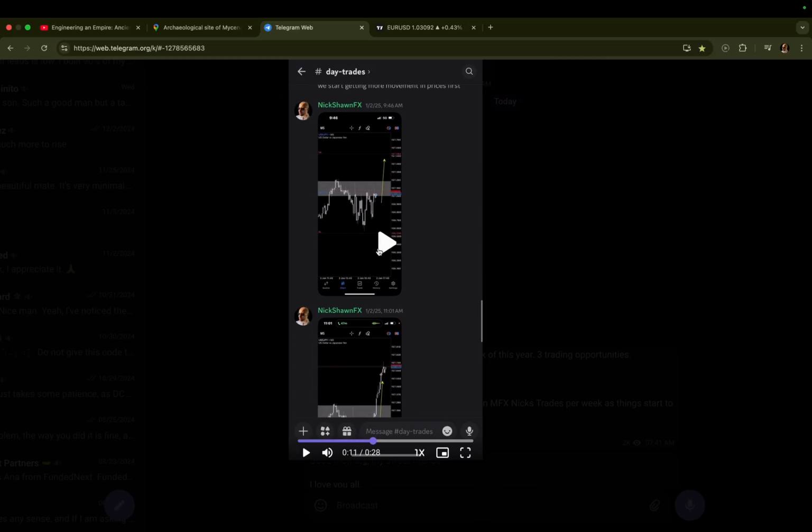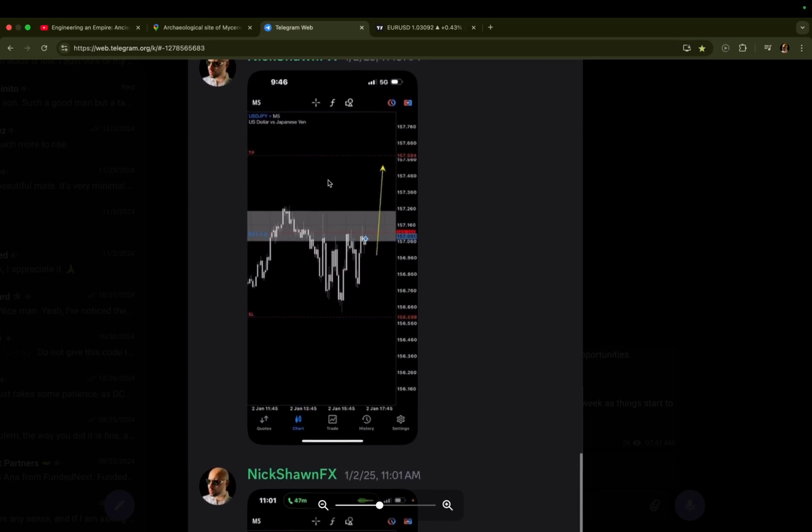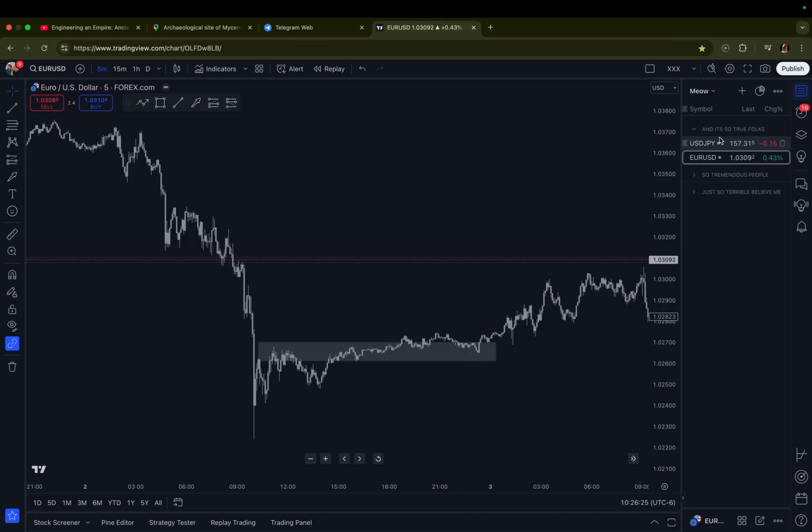So then we had this right here. We had USD/JPY on the 5-minute. I thought that price was going to go up. Now, why did I think price was going to go up? We'll go here to USD/JPY and I'll show you.